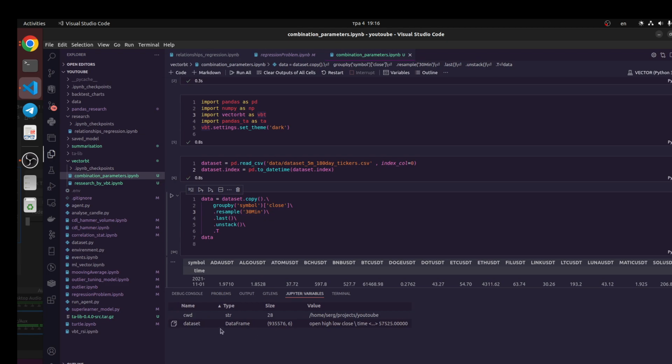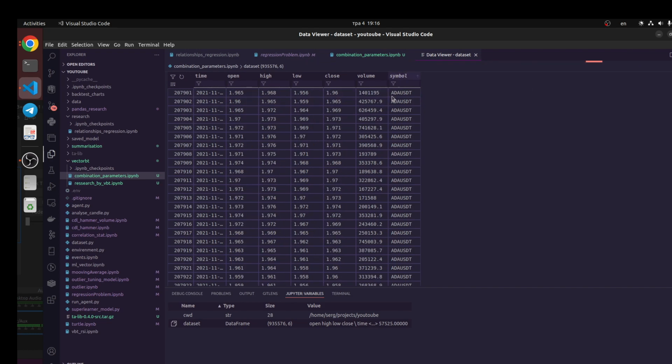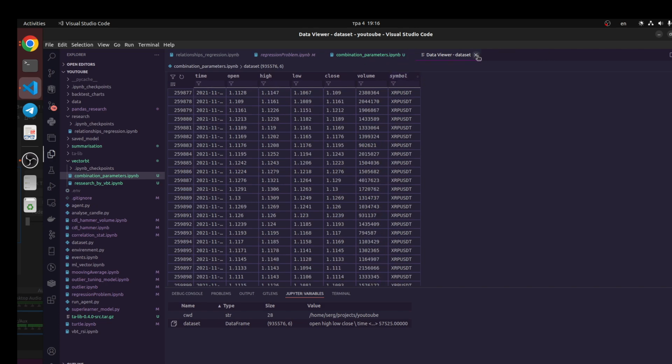Let's look at this data frame. You see this is about 1 million rows, and we have categorical columns like symbol, with different symbols like Cardano, XRP, Bitcoin, etc.